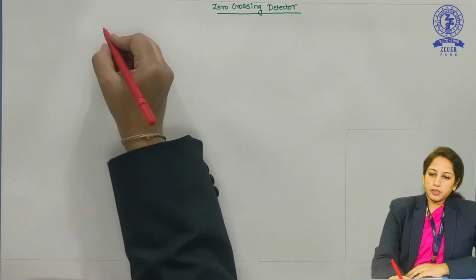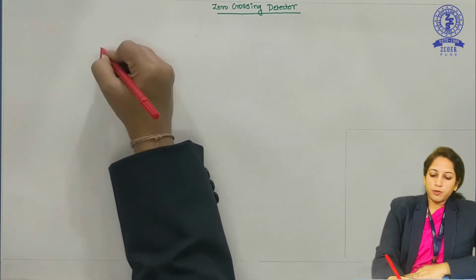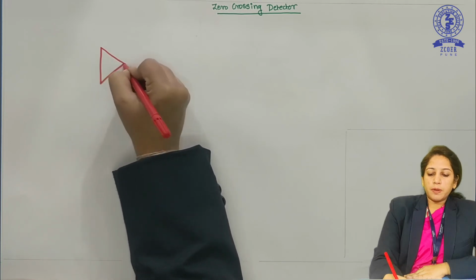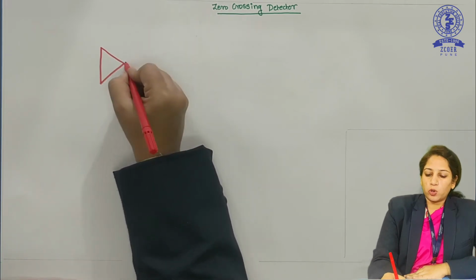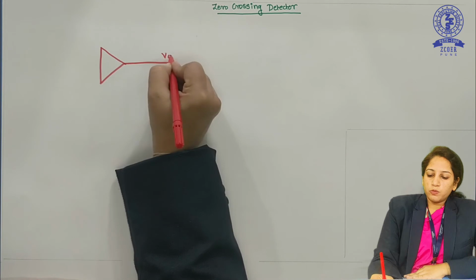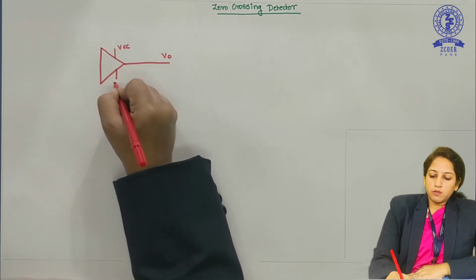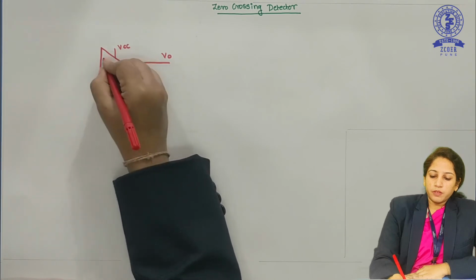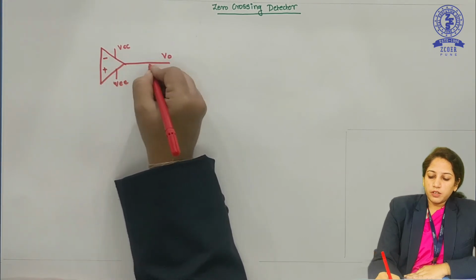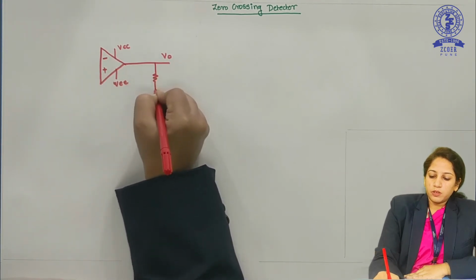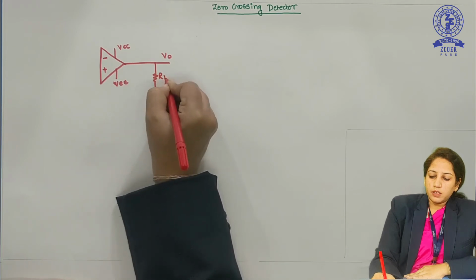I will draw a comparator circuit for it. As I have told, an immediate application of the comparator circuit is the zero crossing detector. So V0, VCC, this is VEE, inverting, non-inverting. Here is the output load RL.